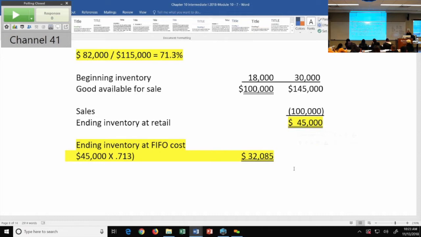So, for example, we know that if you look at the beginning inventory and the ending inventory at retail, there's an increment of 15,000. And how do you price that increment? Well, that's the issue with respect to LIFO. All right, so we're going to get to that right now. Are there any questions on the first three? Anything on the first three?